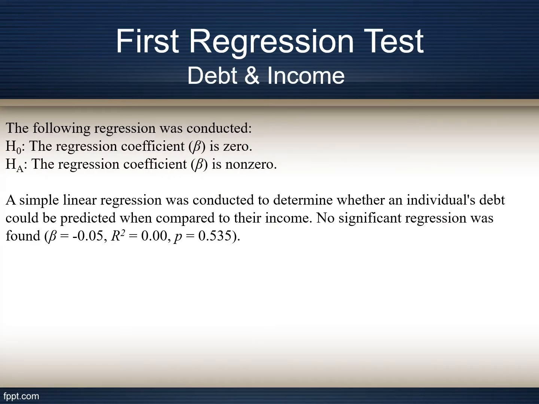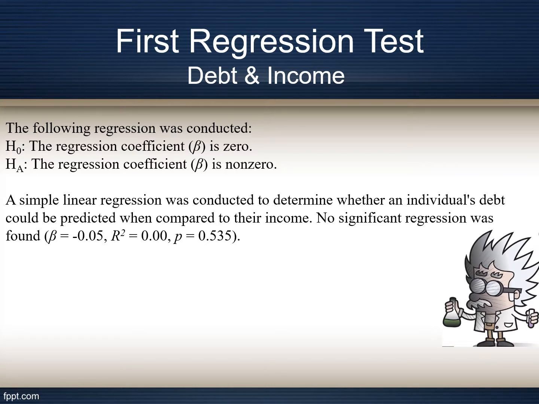The first regression test was debt and income. The following regression was conducted. The null hypothesis states the regression coefficient is 0. The alternative hypothesis states the regression coefficient is not 0. A simple linear regression was conducted to determine whether an individual's debt could be predicted when compared to their income. Based on this, no significant regression was found. Beta equaled negative 0.05, r squared equaled 0.00, p equaled 0.535.